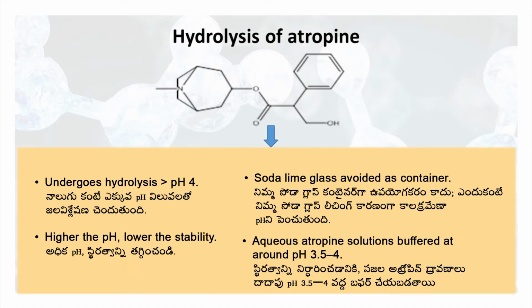Atropine undergoes hydrolysis at pH greater than 4. The higher the pH, the lower the stability, and that is why soda lime glasses are avoided as containers for atropine. Why? Because soda lime glasses increase the pH with the passage of time because of leaching. So, aqueous atropine solution must be buffered at around pH 3.5 to 4 to ensure stability.